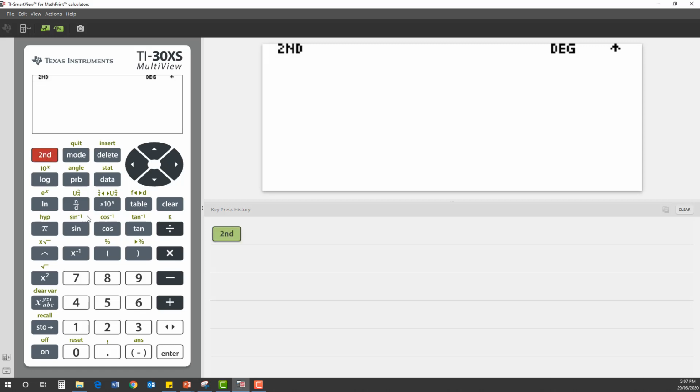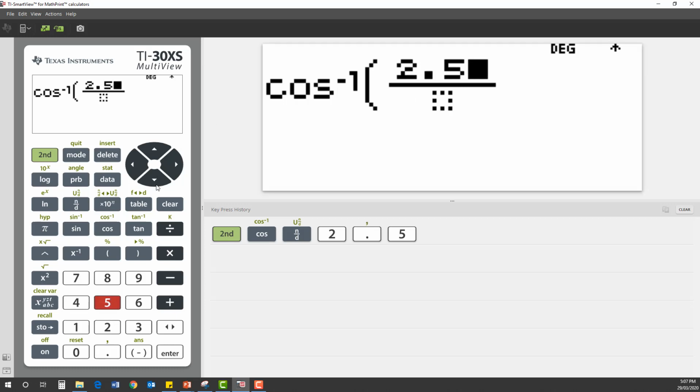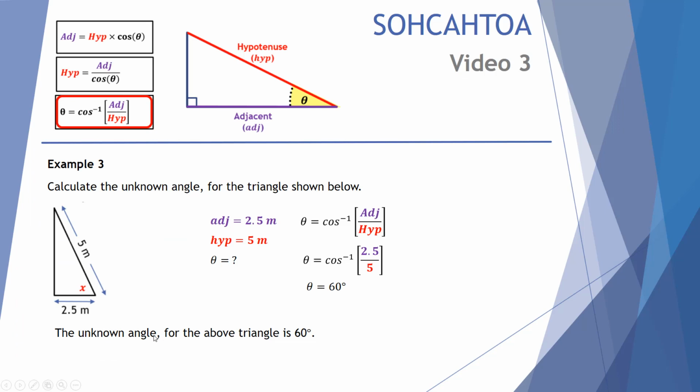So we click on the second function. Inverse of cos, we need a fraction. So I click on the button and on the top I've got 2.5. And on the bottom, click down, I've got 5. Complete my brackets, press enter. That gives me an angle of 60 degrees. So to answer this question, the unknown angle for the above triangle is 60 degrees.